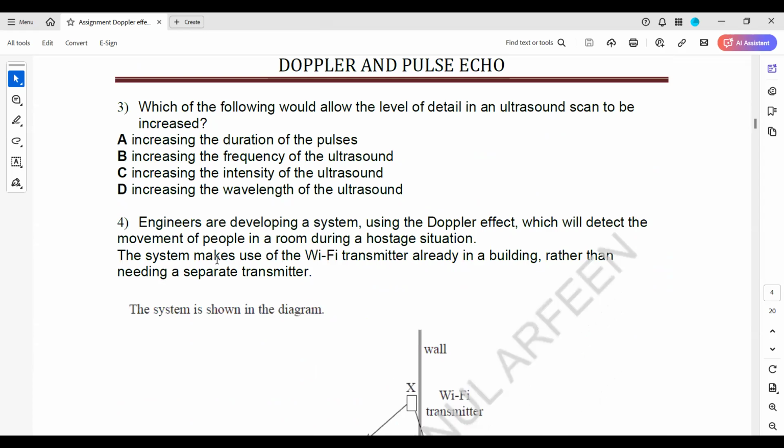Which of the following would allow the level of detail in an ultrasound scan to be increased? When we say level of detail, we want the signals to be smaller, the wavelength to be smaller.